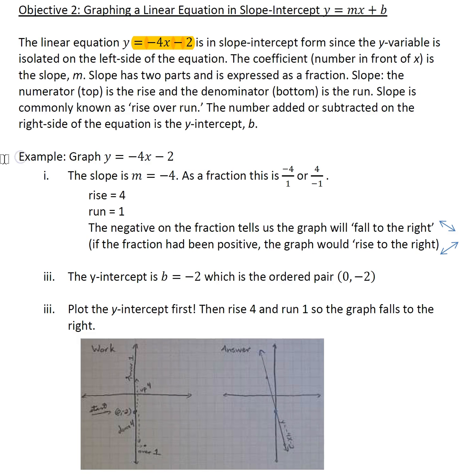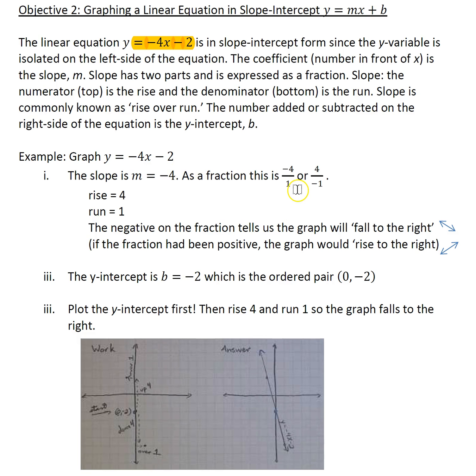Okay, let's take a look at the example that I have. It says graph y equals negative 4x minus 2. First thing I like to identify is the slope. The slope in this case is negative 4. It's the number in front of x. I change this to a fraction. As a fraction, this is negative 4 over 1, or positive 4 over negative 1. It doesn't matter which version you have, but only one of the numbers is negative since the slope was negative.